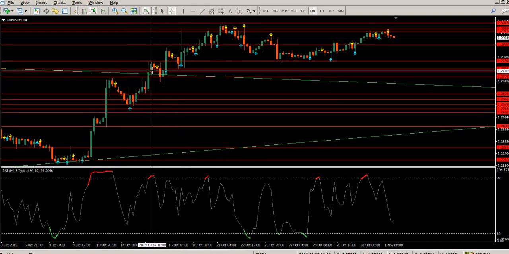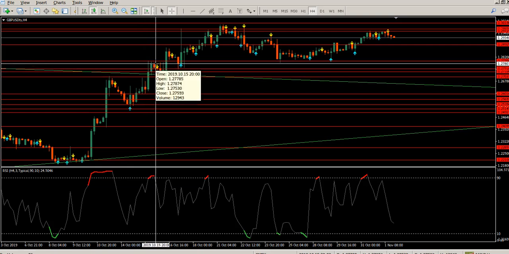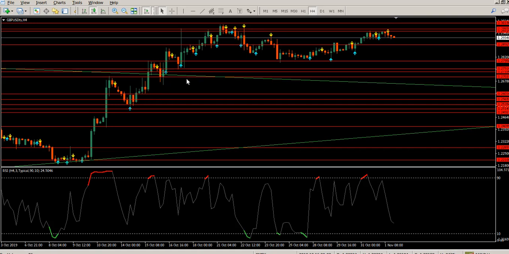And then I got another. It went into overbought here. Gave me a short here, so I take it down to this next level here for 50 pips, and it easily went down that far and shot back up.